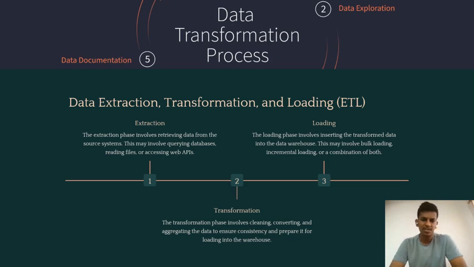Data extraction, transformation, and loading (ETL). Extraction: the extraction phase involves retrieving data from the source systems. This may involve querying databases, reading files, or accessing web APIs. Transformation: the transformation phase involves cleaning, converting, and aggregating the data to ensure consistency and prepare it for loading into the warehouse. Loading: the loading phase involves inserting the transformed data into the data warehouse. This may involve bulk loading, incremental loading, or a combination of both.